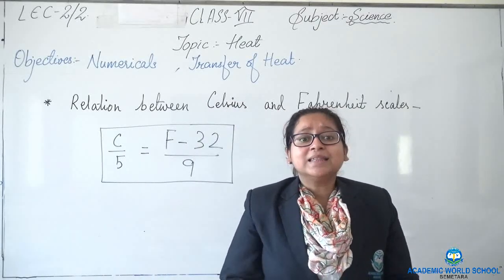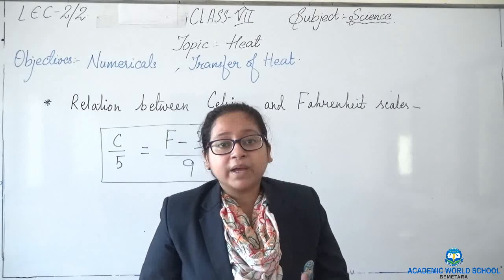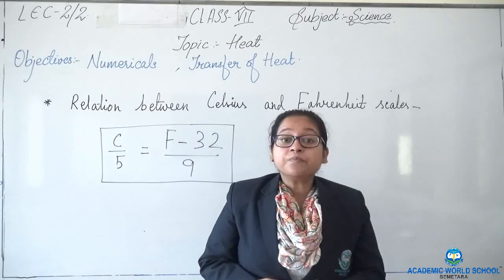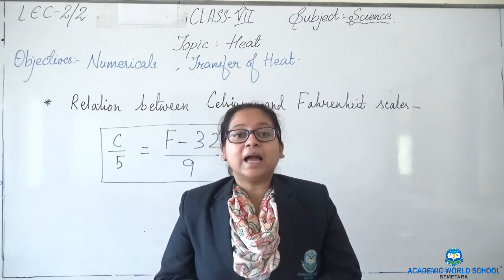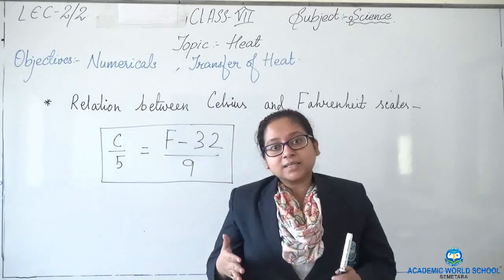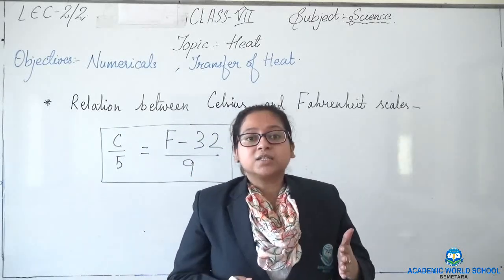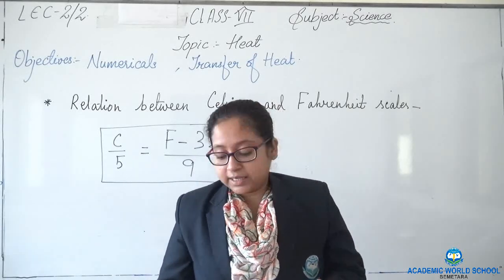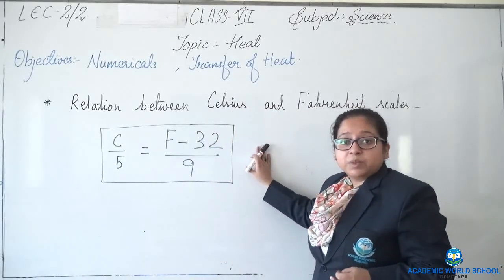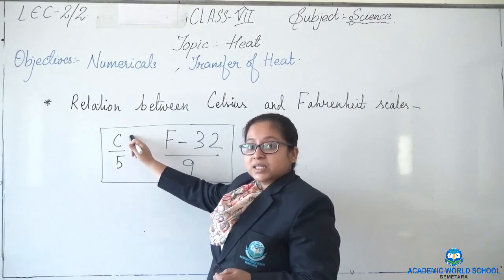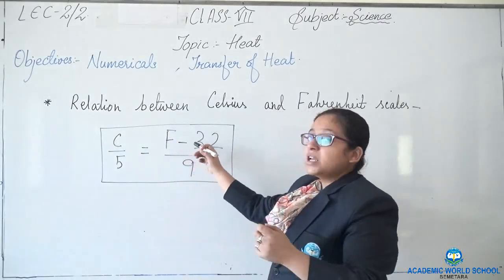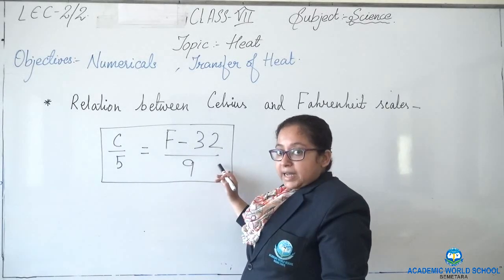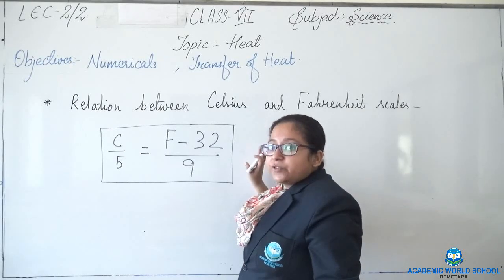And we have also seen the scales that we use to measure temperature in a thermometer, that is Celsius scale, Fahrenheit scale and Kelvin scale. Last day I stopped where I showed you the relation between Celsius scale and Fahrenheit scale. This is the relation, where C stands for Celsius and F for Fahrenheit. C by 5 is equal to F minus 32 by 9. We will start our lecture from here.